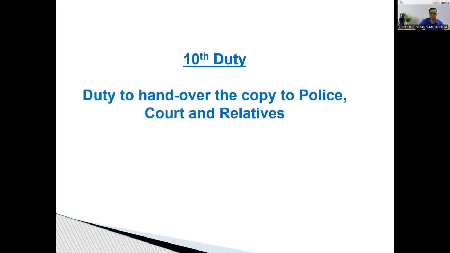It is again a difficult task to handle, to store such copies for long years. I have the experience that even after 30 years, relatives come to take a copy of the postmortem report. When property is being transferred, or the father died 30 years back because of some accident, and now there is a property transfer dispute, they come and say, "Sir, we need a copy of the postmortem report." Even for the transfer of bank accounts. So there are lots of issues. You have to keep it for long, and how it will be preserved is a really difficult task in the government sector.